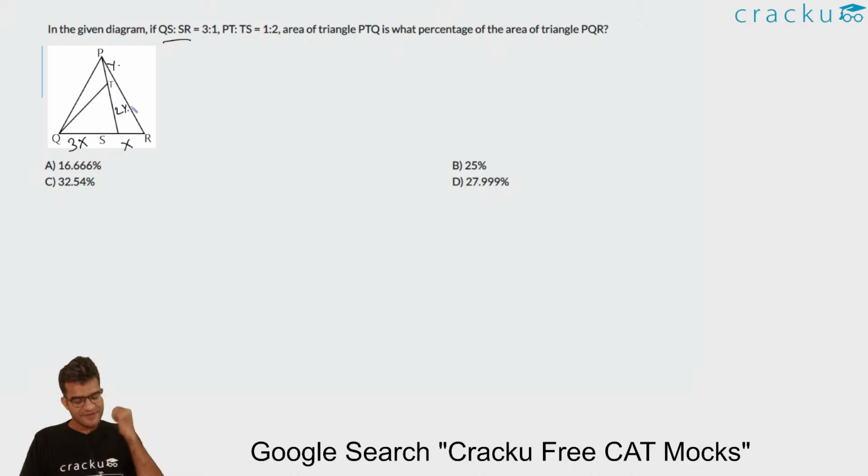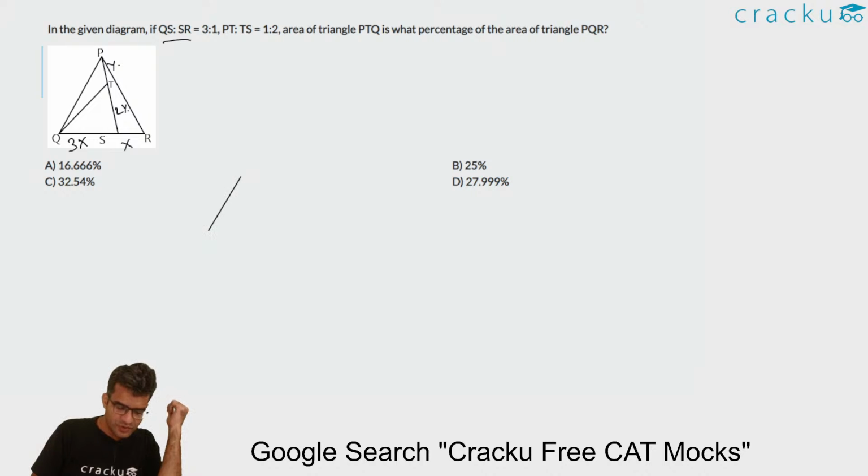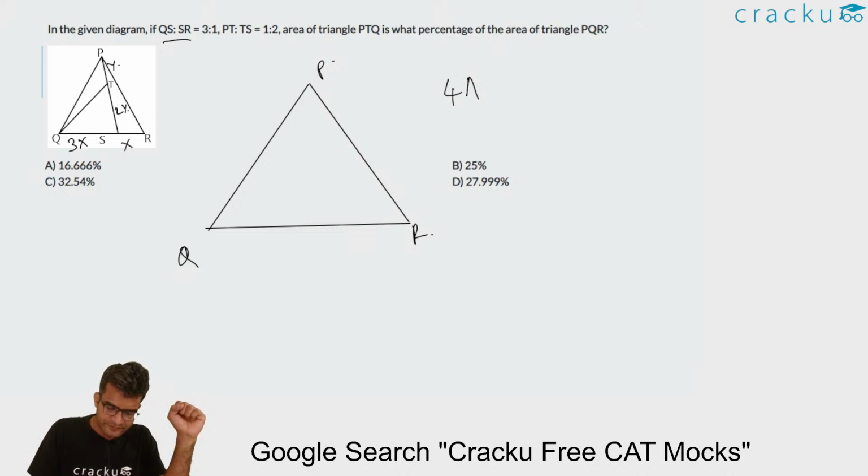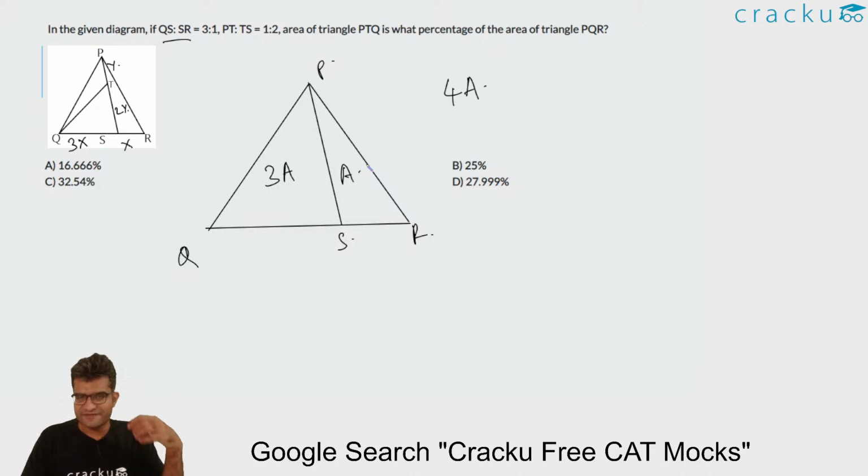Now, if you're looking at the triangle PQR, this is P, Q and R. If the area of this triangle is 4A, as we are splitting the base in the ratio of 3:1, if you're looking at just the triangle PQS, this will be 3A and this will be A. The reason for that is quite simple and also intuitive.